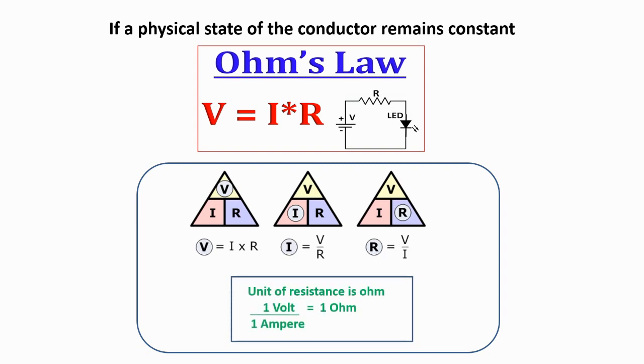The unit of resistance is ohm. So I can write 1 volt upon 1 ampere is equal to 1 ohm.